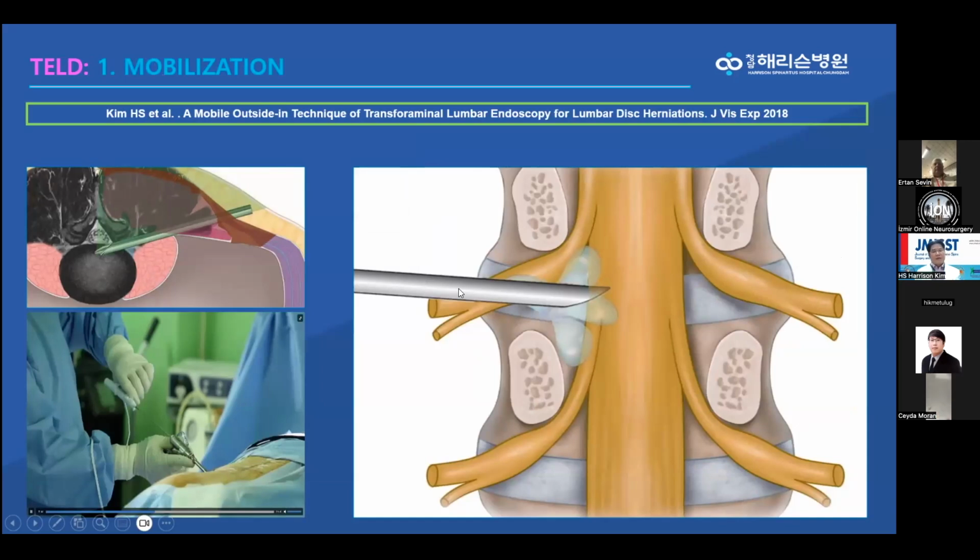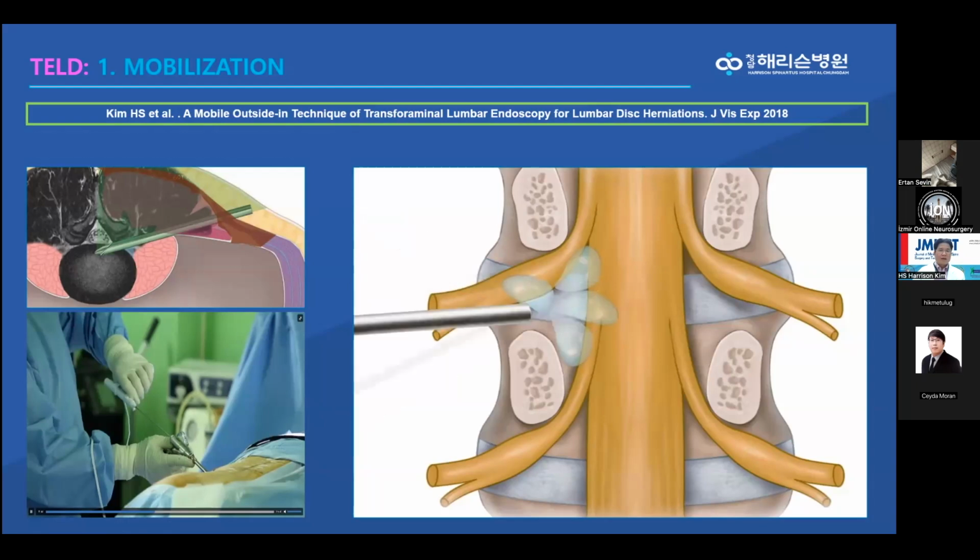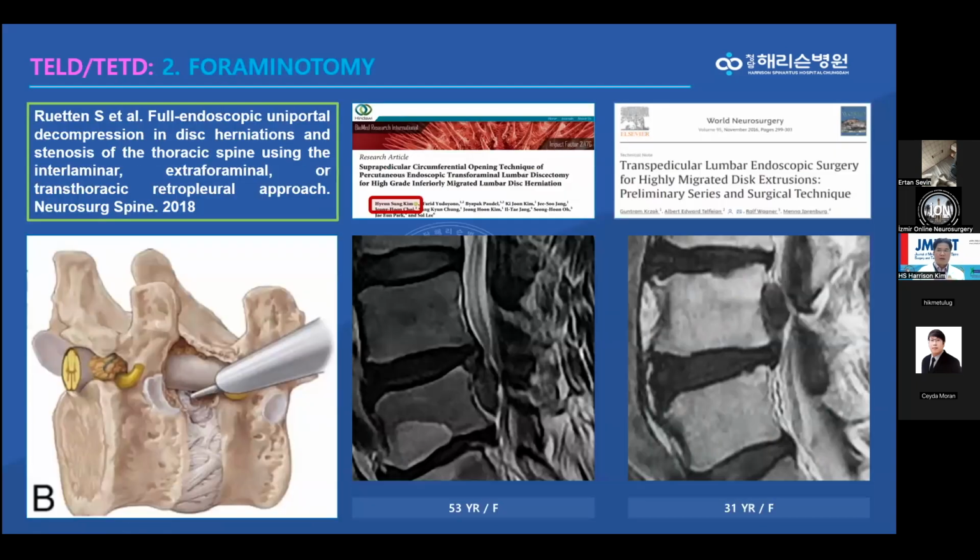Especially in spinoscopic or endoscopic spine surgery, there are two important points, because we should overcome the obstacles of the body structures and avoid damage to the nerve. First, how to mobilize the working channel, and second, how to make sufficient working space.